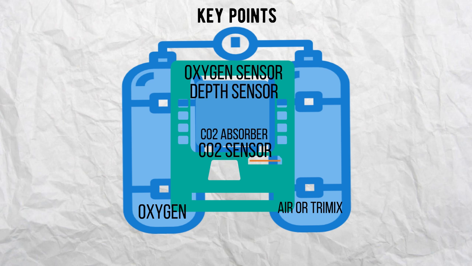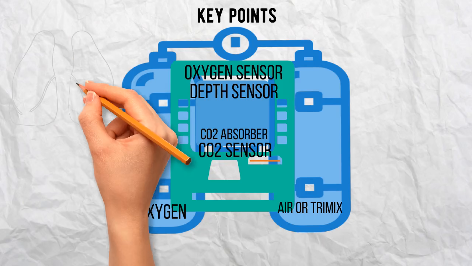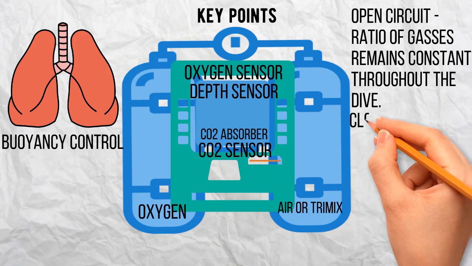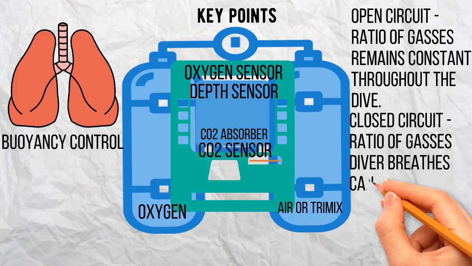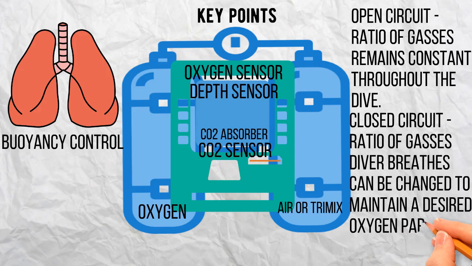So some key points to remember about the differences between rebreathers and open circuit is that when you're diving open circuit, you can use a combination of your lungs and BCD inflation deflation to control your buoyancy. With a rebreather, buoyancy is only controlled using inflation and deflation. The other thing is the ratio of gases. With open circuit, the ratio of gases remains constant throughout the dive. With closed circuit, the ratio of gases the diver breathes can be changed by the system to maintain a desired oxygen partial pressure.